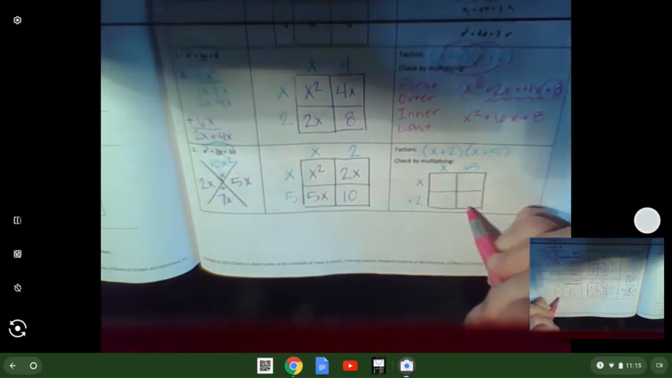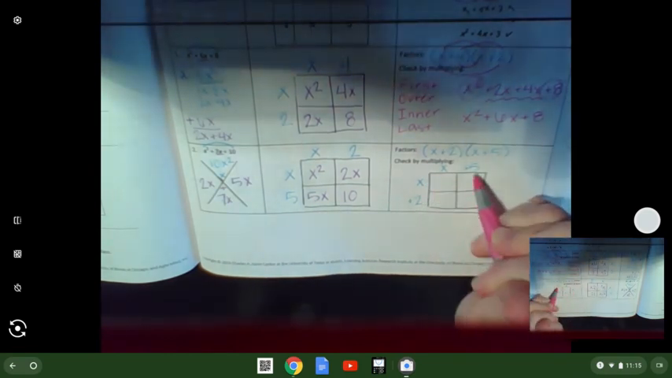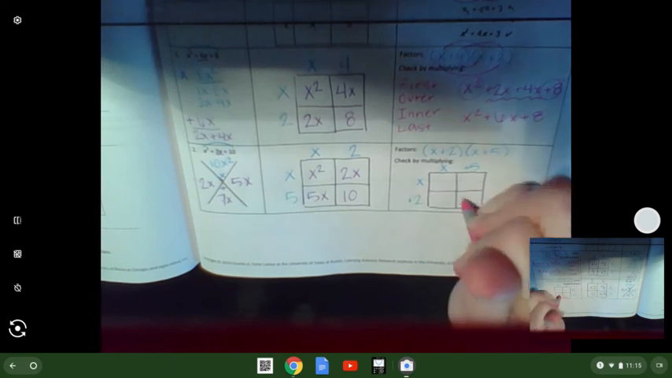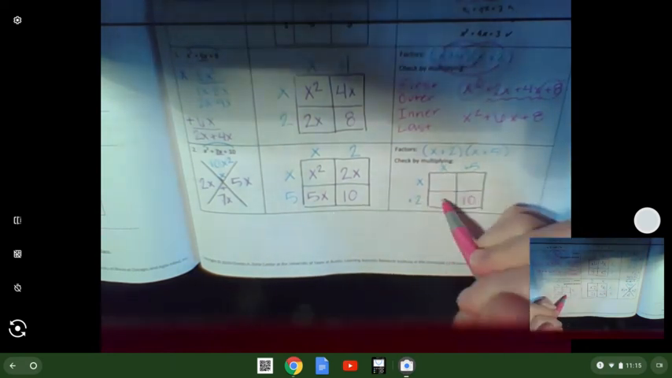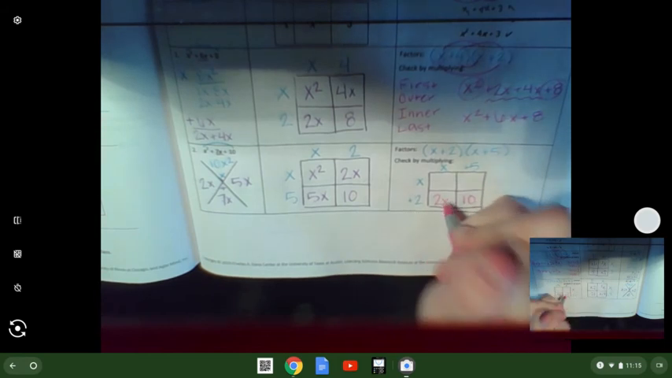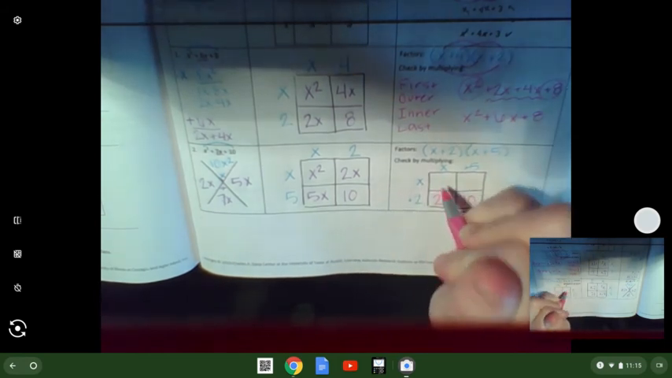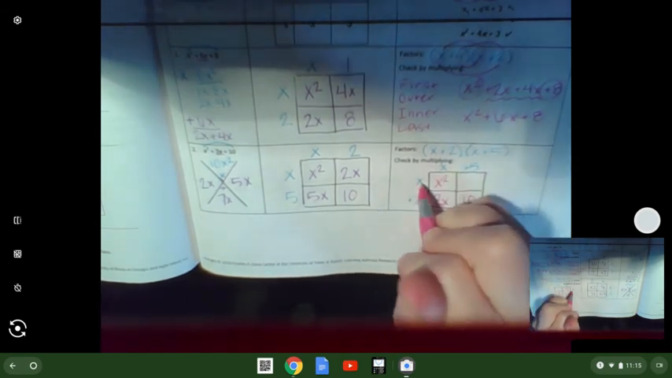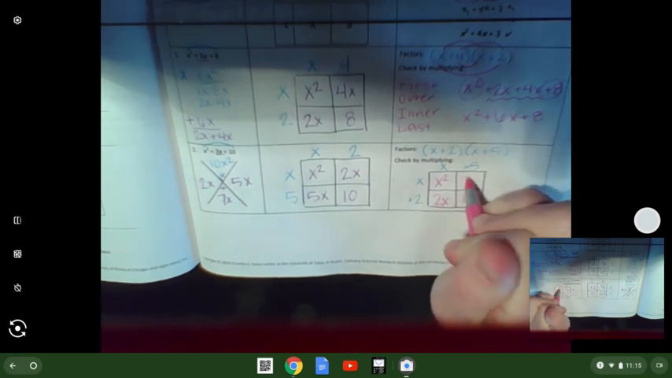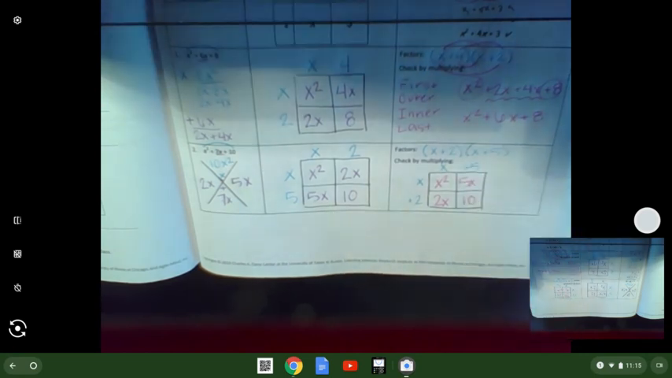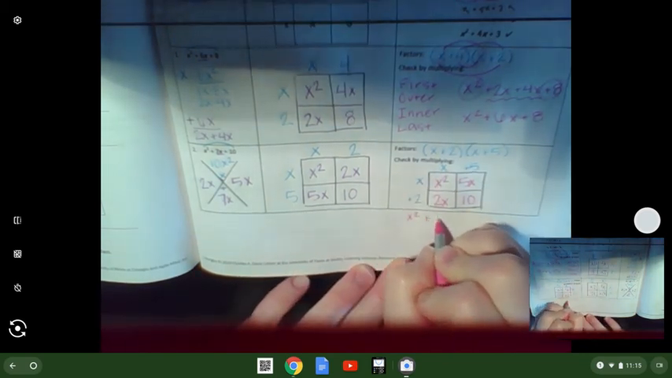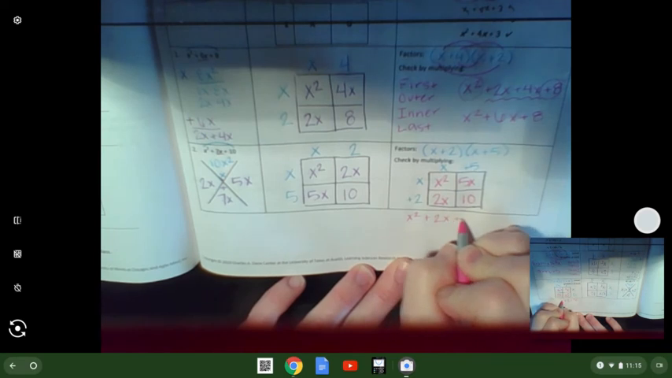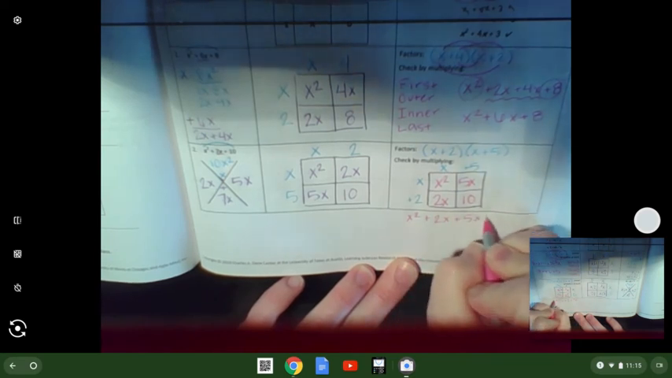So here we go. I always start in the bottom right because it's always the easiest. 5 times 2 is 10. Then move anywhere you want. 2 times x is 2x. x times x is x squared. And x times 5 is 5x. Now we know we never answer in a box. We're going to pull everything out of that box. x squared plus 2x plus 5x plus 10.